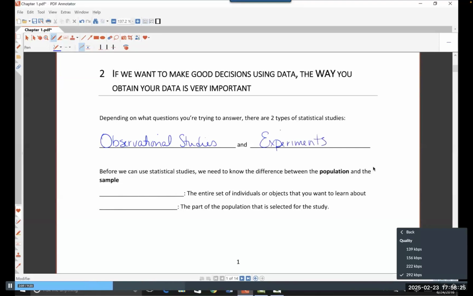Before we can use statistical studies, we need to know the difference between the population and the sample. So when we talk about a population, we mean everybody, right? The population of the United States is everybody living in the United States. A sample would be just a subset of that, just the part of the population that we select for the study.